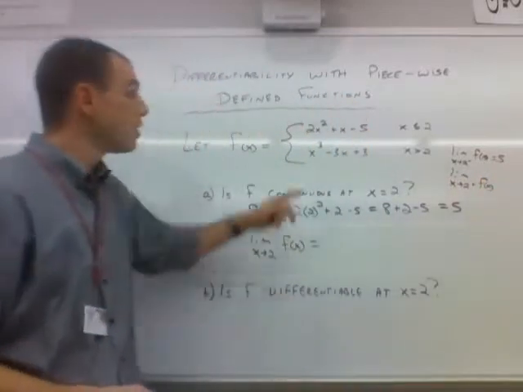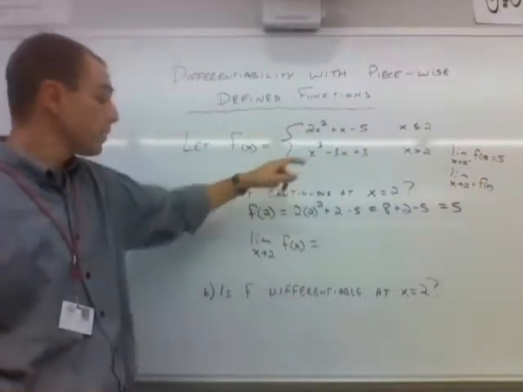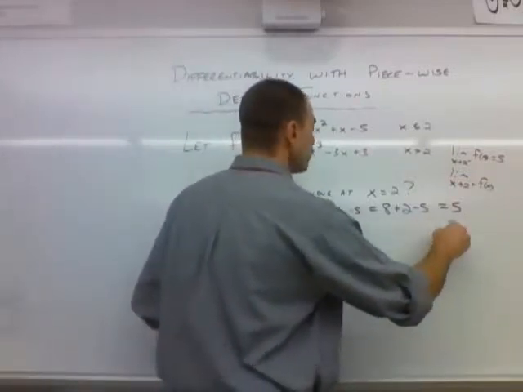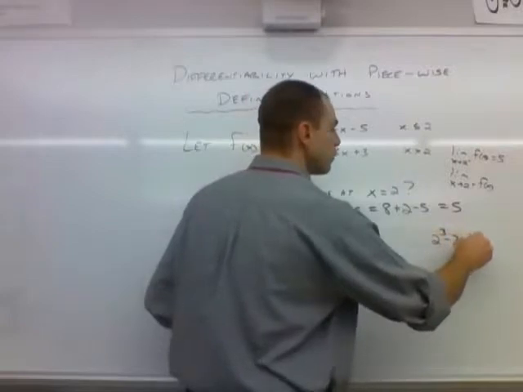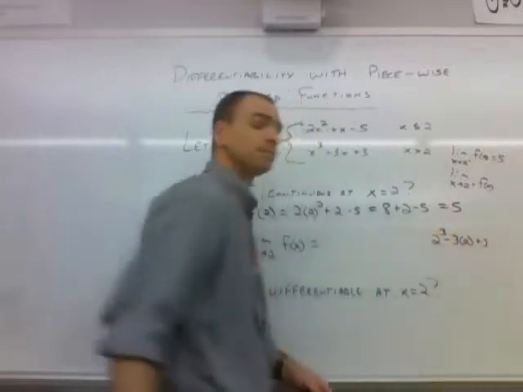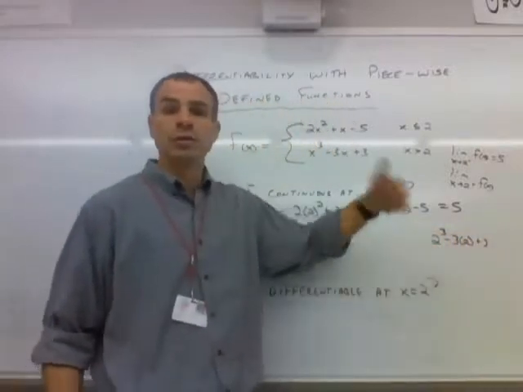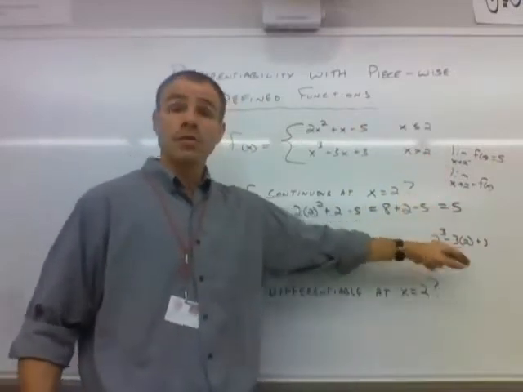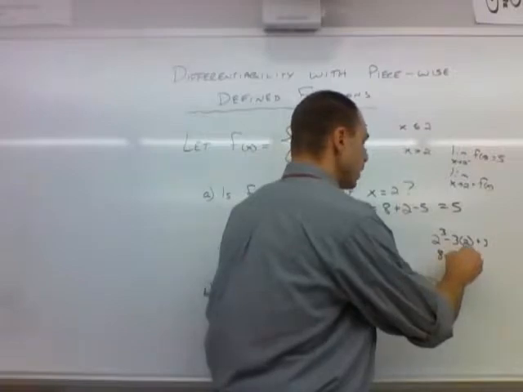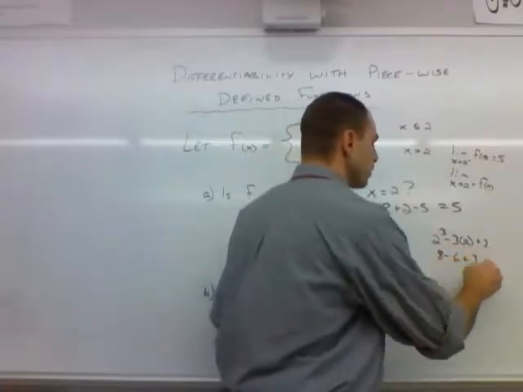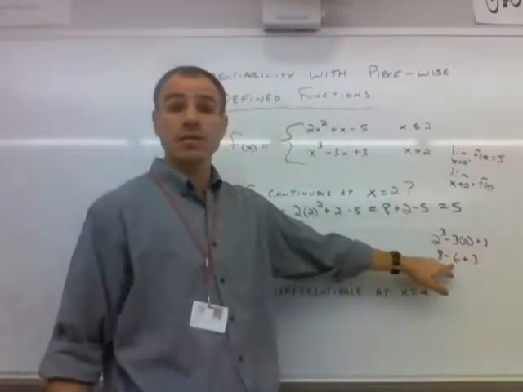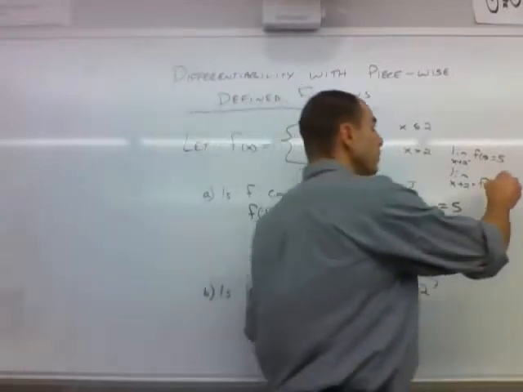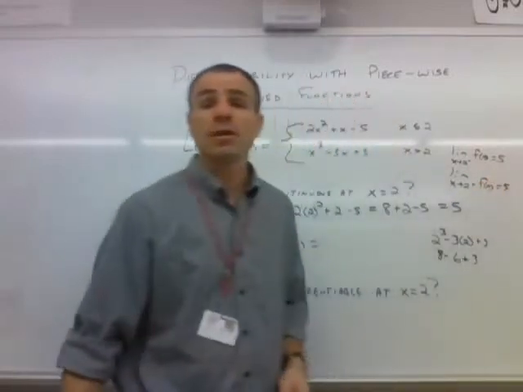Well, let's find out. Let's plug 2 into the bottom part. Again, I'm just doing it over here on the side, we have 2 cubed minus 3 times 2 plus 3. 2 cubed, 2 times 2 times 2, that would be 8. 3 times 2 is 6, so we have 8 minus 6 plus 3. 8 minus 6 is 2, plus 3 is 5. So the limit from the right will also equal 5.